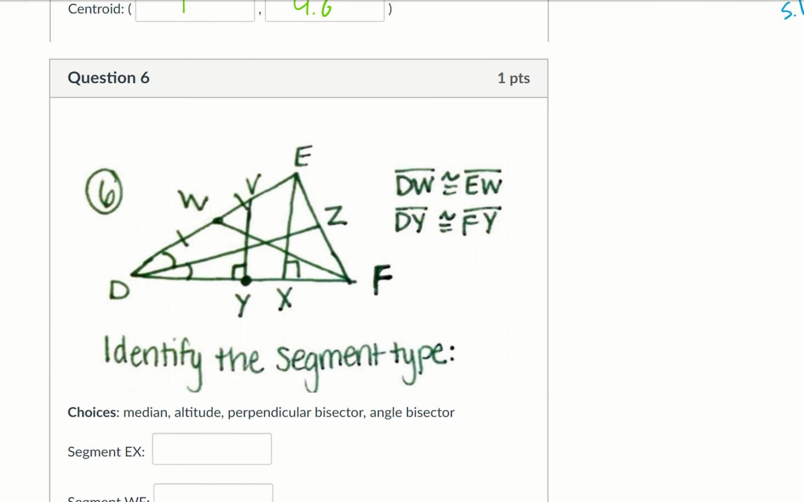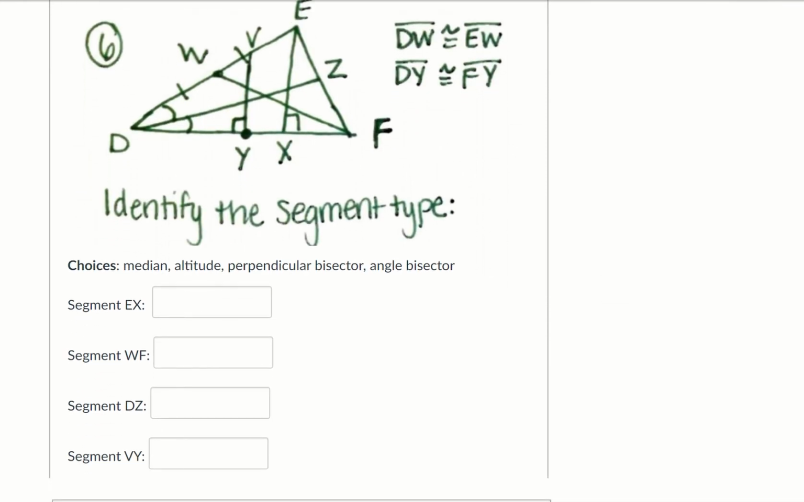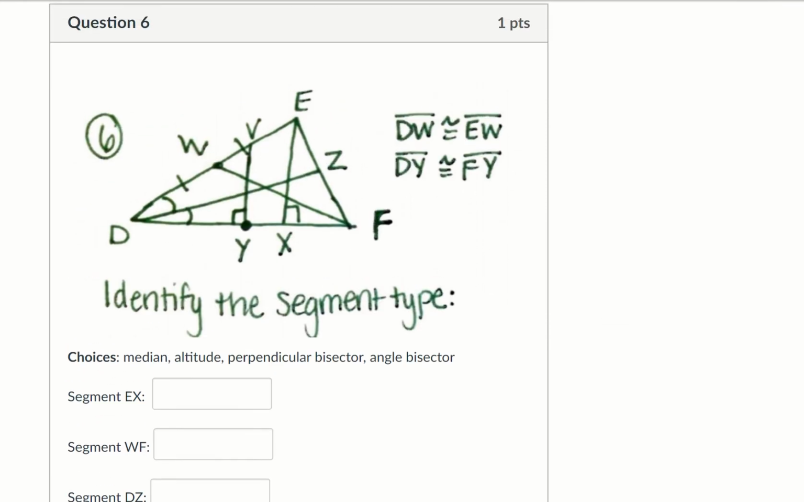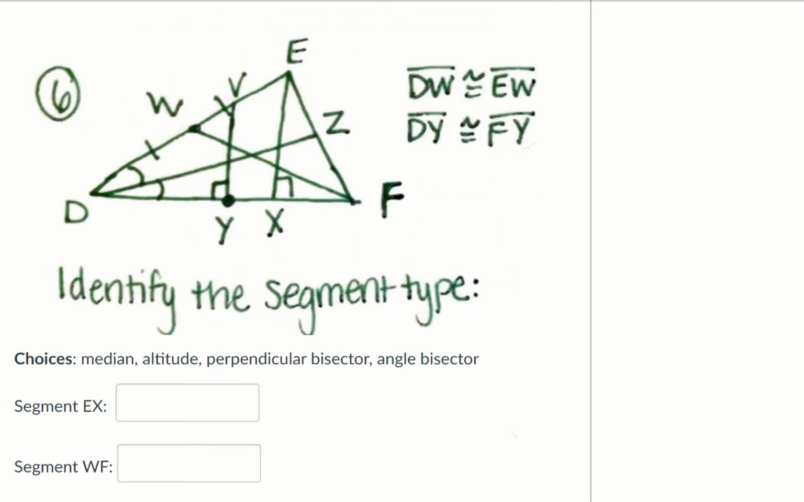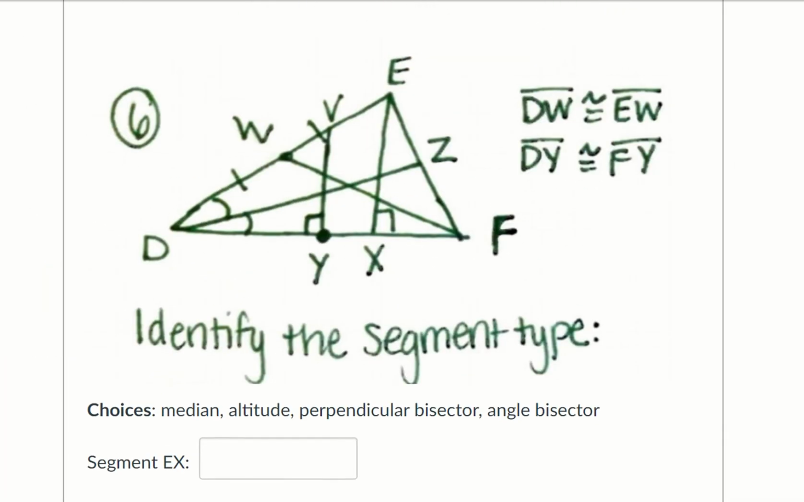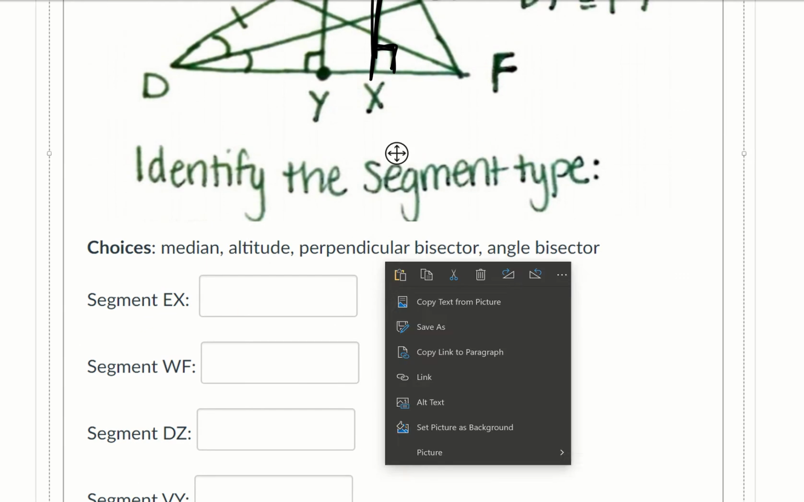All right, so let's look at question 6. So we're going to make a choice of whether it's a median, altitude, etc. Okay, so segment EX. So we're interested in EX. So segment EX is going from the vertex straight down at a right angle. So that's going to be an altitude.